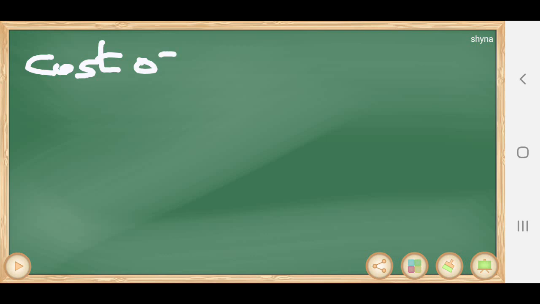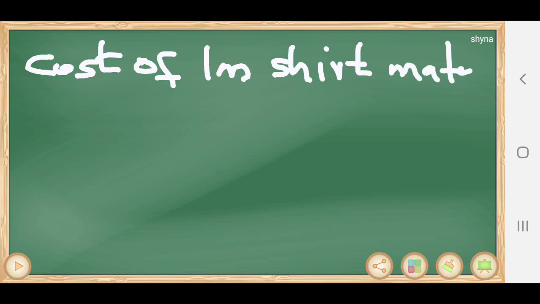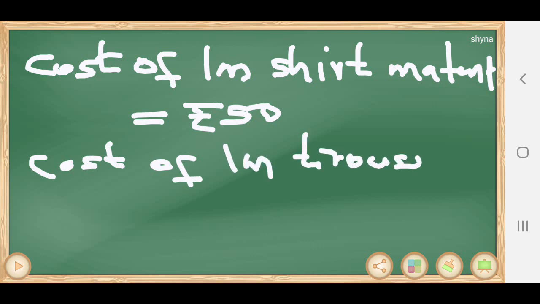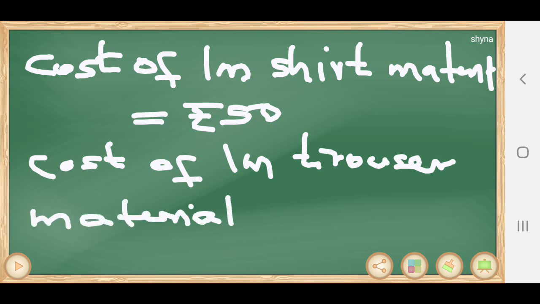Cost of 1 meter shirt material equal to rupees 50 and cost of 1 meter trouser material equal to rupees 90. Yes. From the first sentence, we can write it this much. Okay. Then what is the next sentence given there?